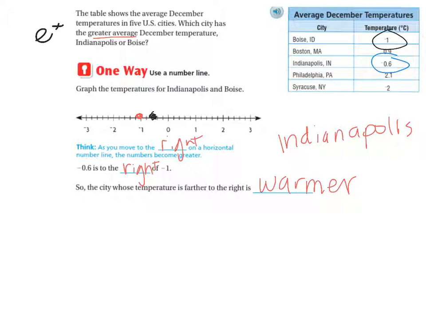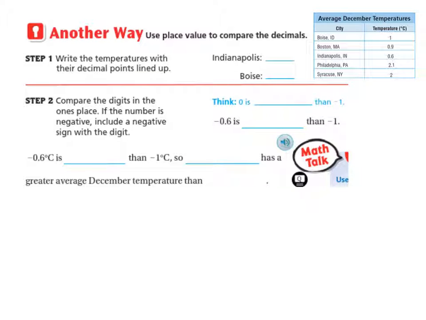Now let me go ahead and show you another way. Another way you can do this is to use place value to compare the decimals. So if you were using place value, you would write the temperature. Indianapolis has negative 0.6, and Boise has negative 1.0. And then you would compare the digits. 0 is greater than negative 1, and negative 0.6 is greater than negative 1.